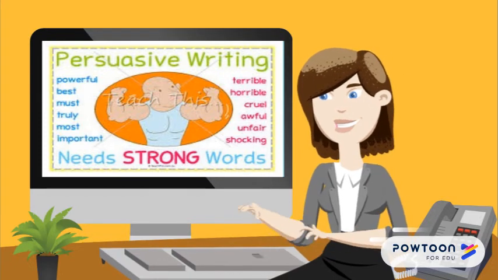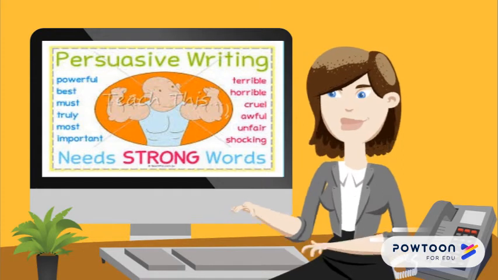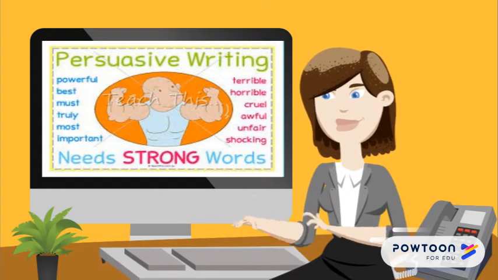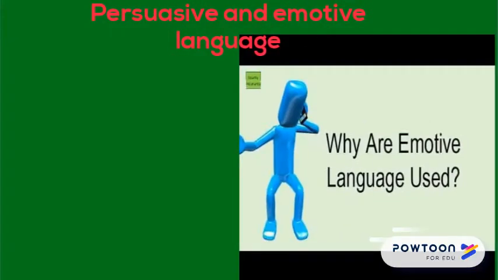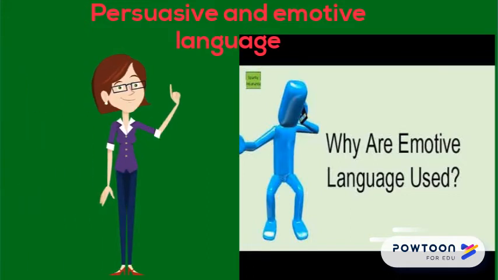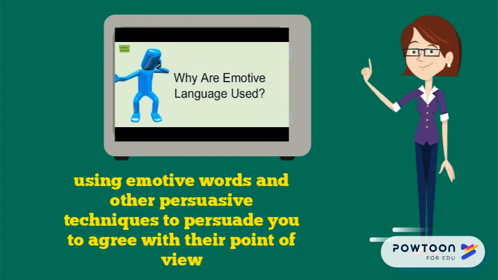Persuasive and emotive language, bias, prejudice, stereotypes, and rhetorical questions. Let's begin with persuasive and emotive language. Persuasive and emotive language is language that is used to change the way you think. Advertisers, journalists, speech writers, and politicians try to manipulate. Manipulate is to influence you by using emotive words and other persuasive techniques to persuade you to agree with their point of view.